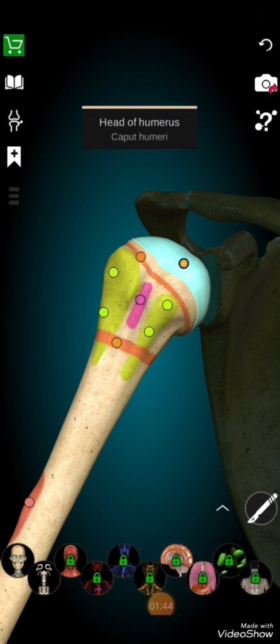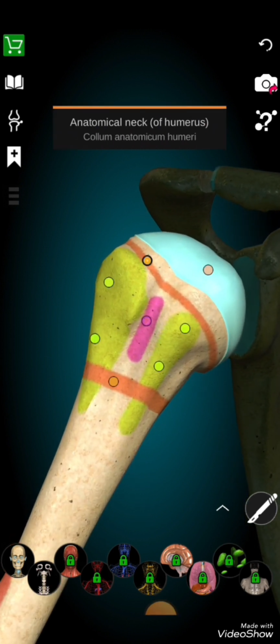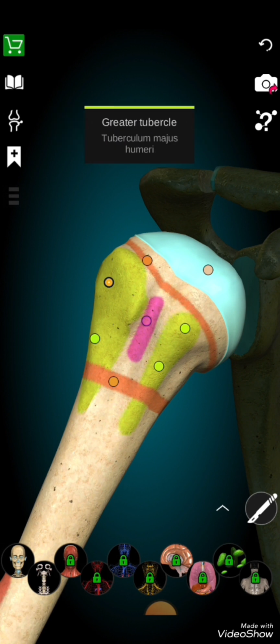Now let's see. Again, this is the head of the humerus. This is the anatomical neck, this orange color, okay? This is the greater tubercle on the lateral aspect of the upper end. This is the lesser tubercle present on the upper end on its anterior aspect. This is the intertubercular sulcus or intertubercular groove or bicipital groove. Now you can see this is the crest of the lesser tubercle or medial lip of the intertubercular groove. This is the crest of the greater tubercle or lateral lip of the bicipital groove. Now this is the floor or sulcus of the groove.